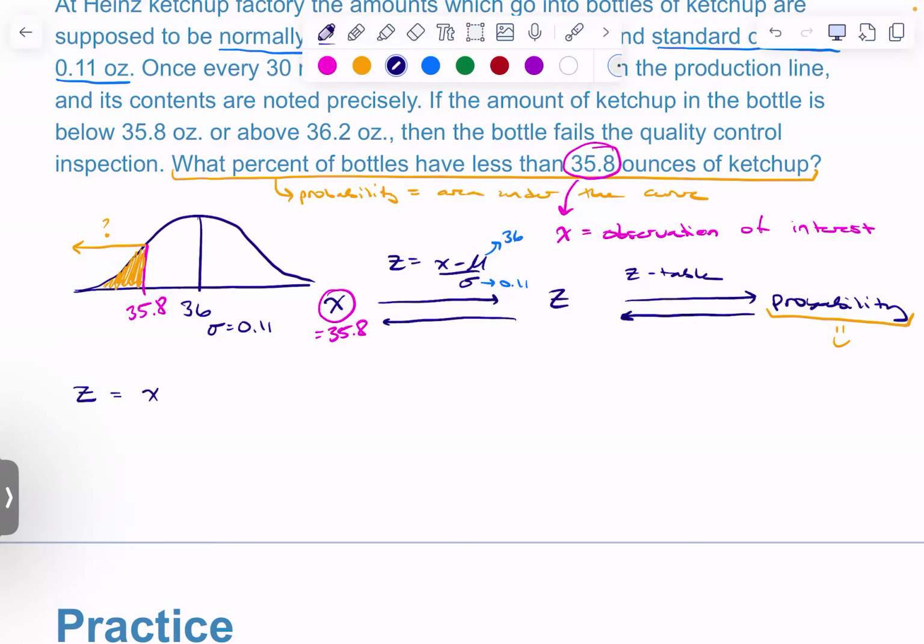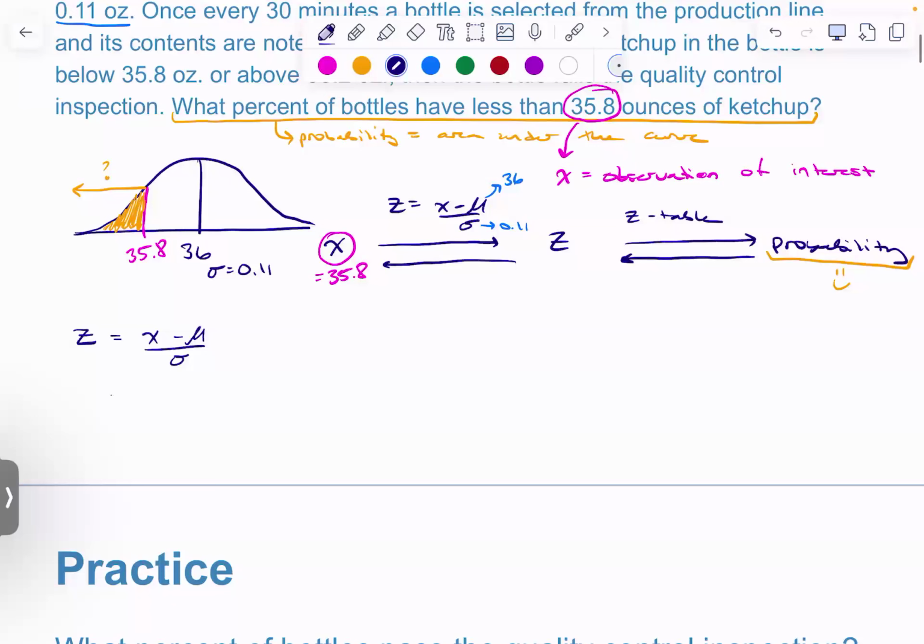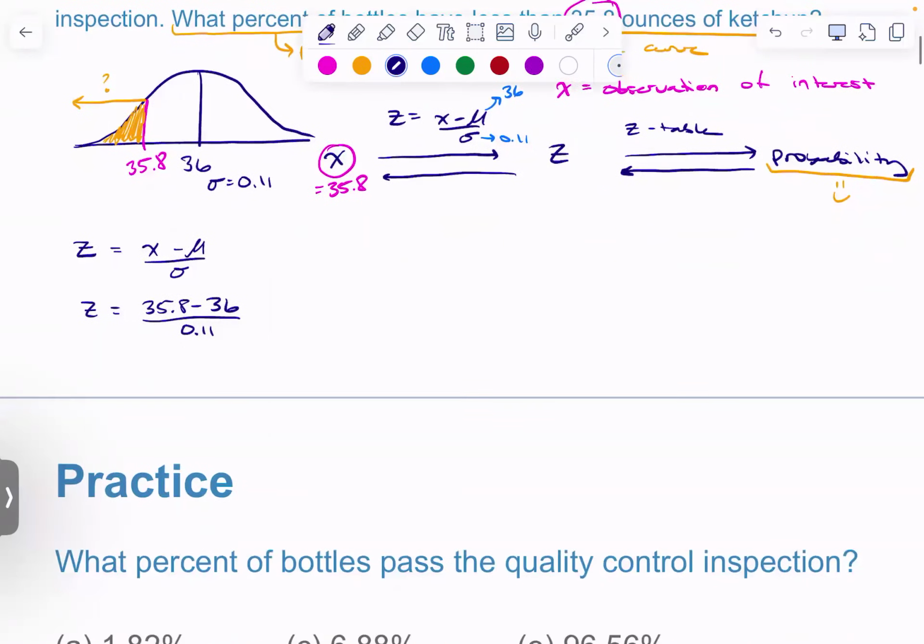So if Z is X minus mu over sigma, then I get a Z of 35.8 minus 36 over 0.11. That tells me how many standard deviations below the mean 35.8 is, if the standard deviation is 0.11. 35.8 minus 36, I get negative 0.2 divided by 0.11.